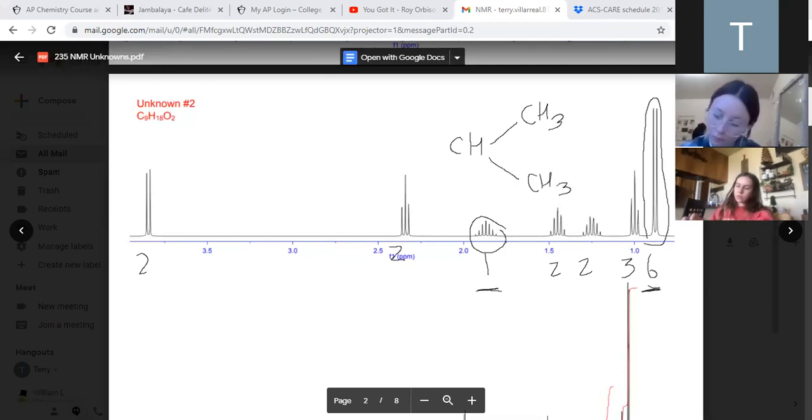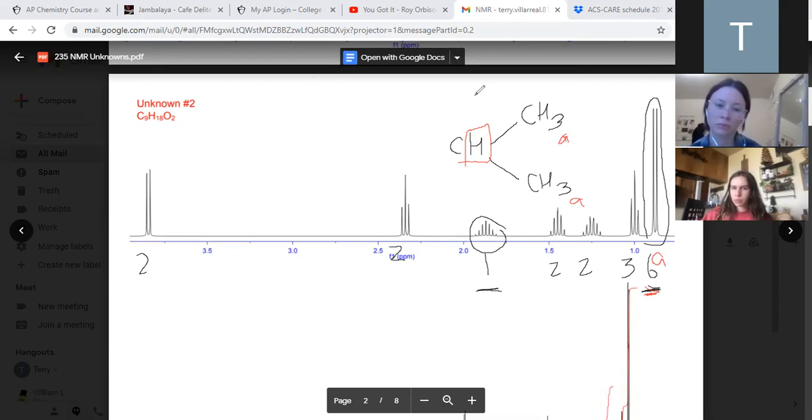Because if I call these two hydrogen groups A, they are both next to this one proton, right? So since they both have one neighbor, they're both going to be a doublet. And so 3 and 3 is going to give me 6. So that's why this is going to be A, right?